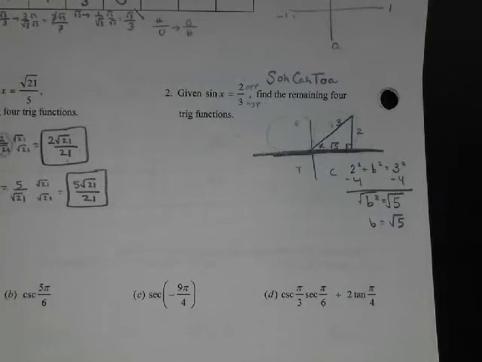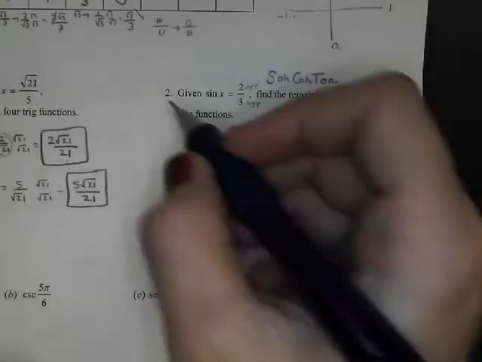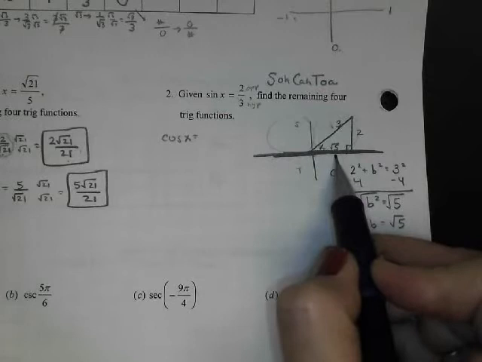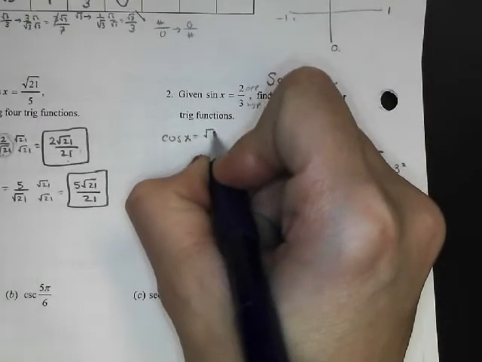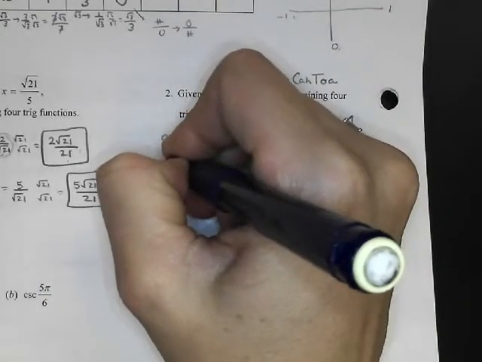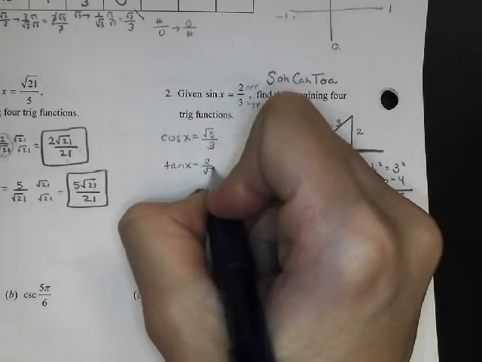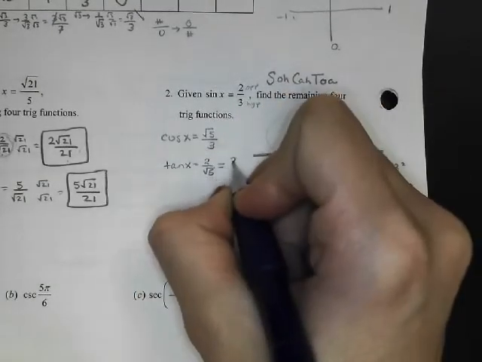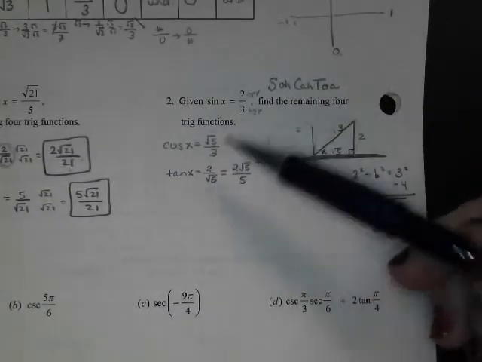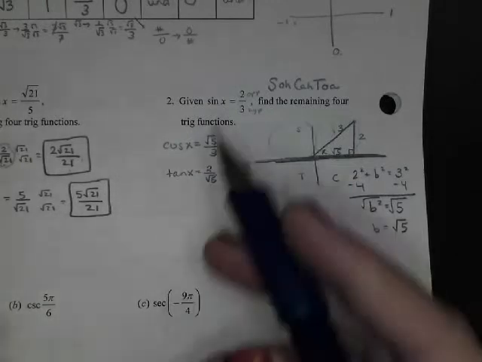So even though we're only given one function value, it gives us enough to create a triangle, to complete the triangle, and then we can go on and find the cosine, because that's just the adjacent, root 5, over the hypotenuse 3. And we can find the tangent, because that's just the opposite over the adjacent, 2 over root 5, which gets rationalized into 2 root 5 over 5. So there's sine, cosine, and tangent. And if you have all those 3, then you can definitely find the other 3 just by flipping them.